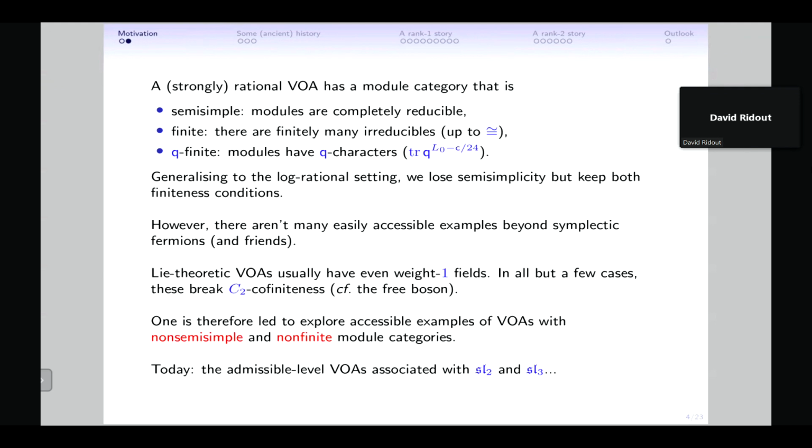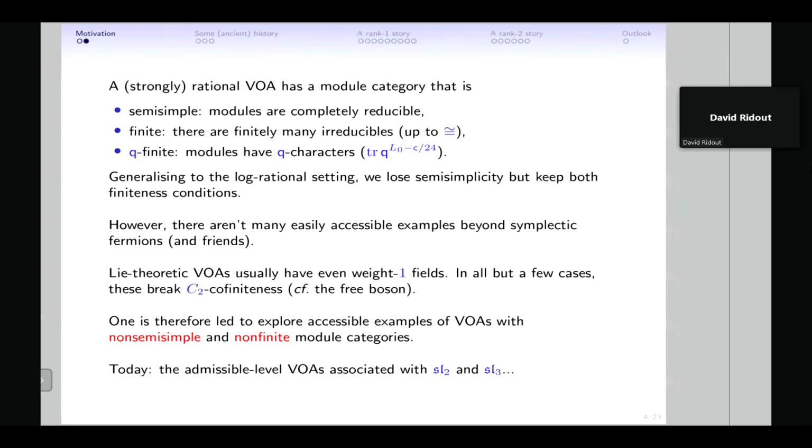Okay, so where do I want to go? I want to break the C2 cofiniteness, and there's a very natural class, our Lie theoretic VOAs, so affine ones, and certainly a large proportion of the related W-algebras, where you have weight 1 fields. So in most, although not all, but in most cases, what you're going to end up with is something which is no longer C2 cofinite. You're going to have infinitely many irreducibles, and then you have to figure out ways of keeping track of them all. So that's the plan for today.